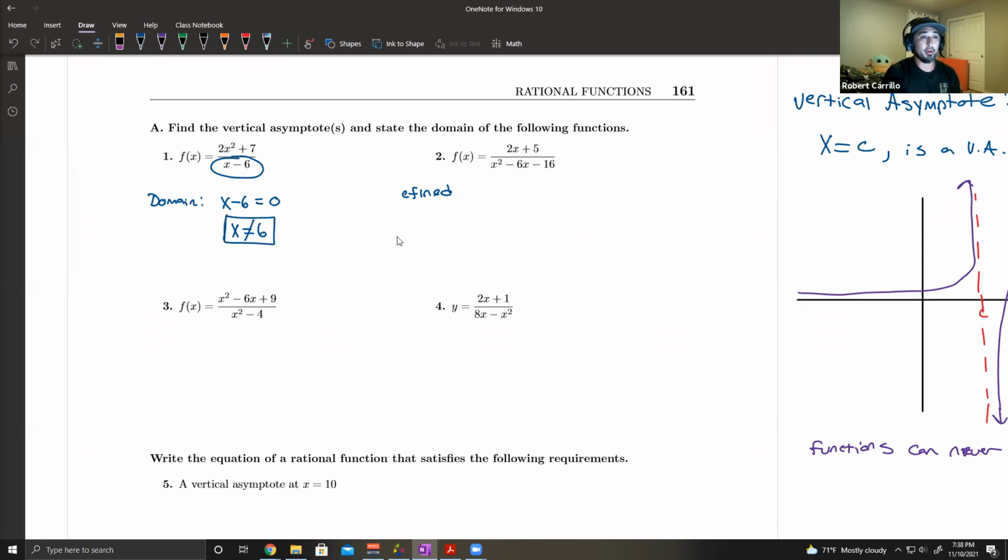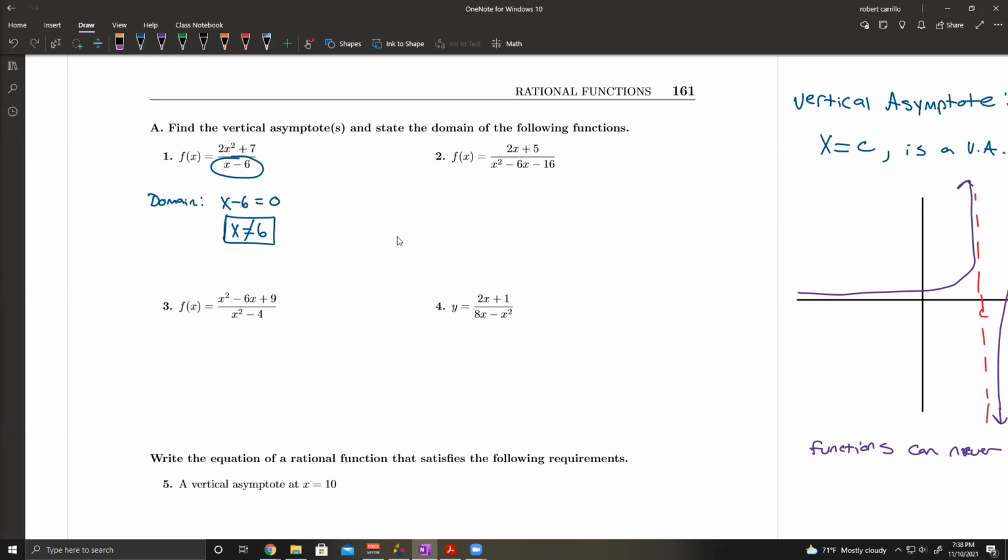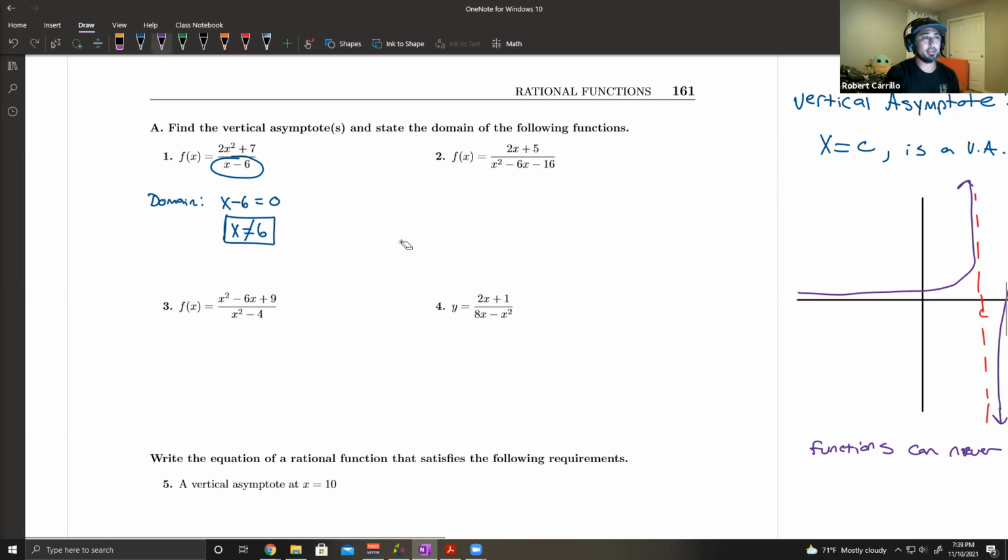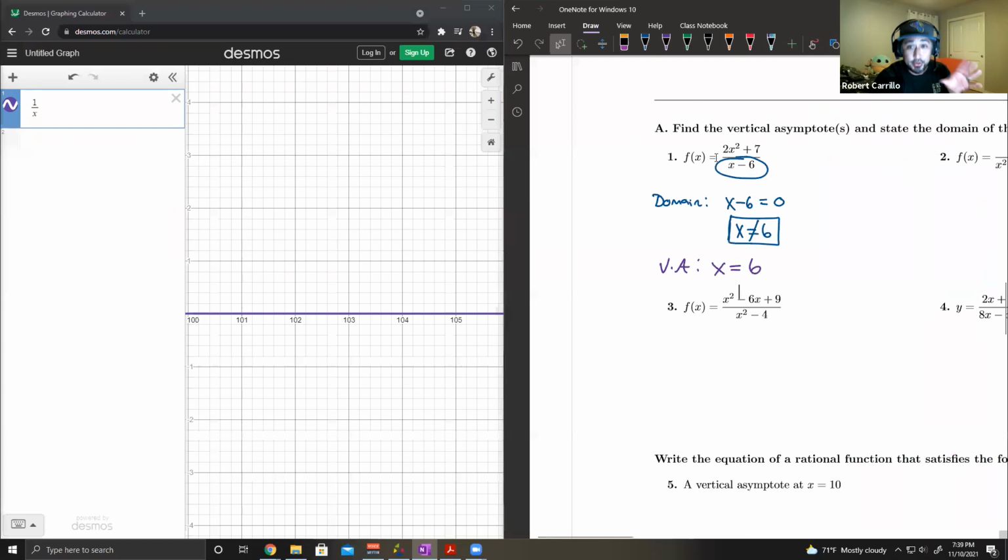Well, the best part of this is that the domain of a rational function and a vertical asymptote go hand in hand. If you have the domain of a rational function, then you have your vertical asymptote. So if our domain is x cannot equal 6, this means that my vertical asymptote is x equals 6. And it would only be right to show you what that actually looks like. So let's look at Desmos again. Let's plug this function in so you see what an actual vertical asymptote is.